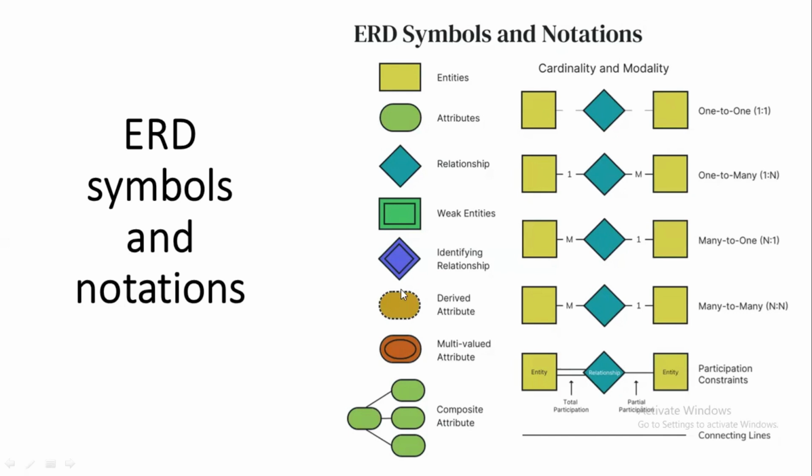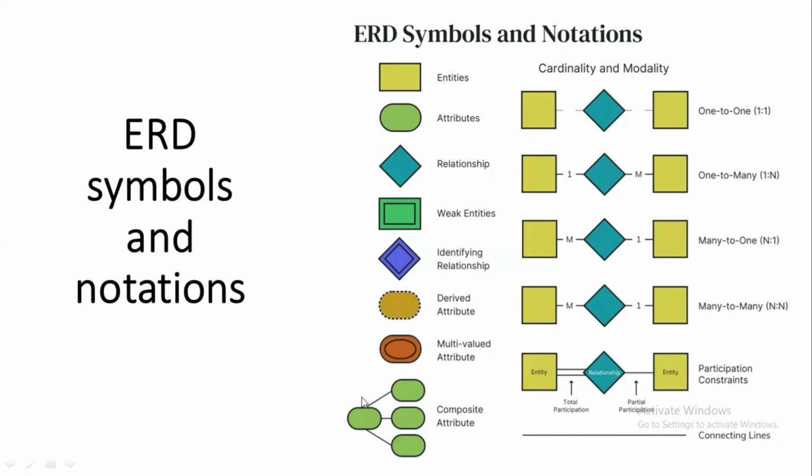Another thing is the derived attribute. It is represented by the dashed oval shape. A derived attribute is one whose value is calculated from another attribute.